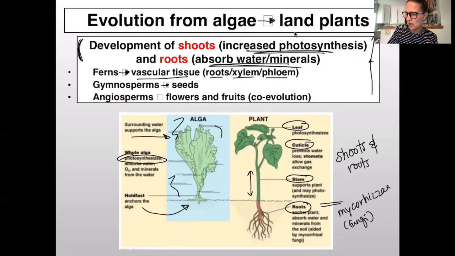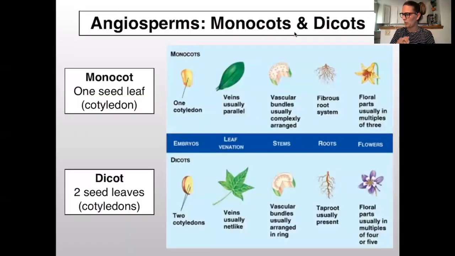Gymnosperms had the evolutionary adaptation of seeds. And again, remember, we went from spores, which were in moss and ferns, into seeds. And then angiosperms, which are the flowering plants. That's where we got the evolution of the flowers and fruits, which had co-evolution with their pollinators, right? So if we look at angiosperms, which again is by far the largest majority of plants on planet Earth, they can be further characterized by being either monocots or dicots.